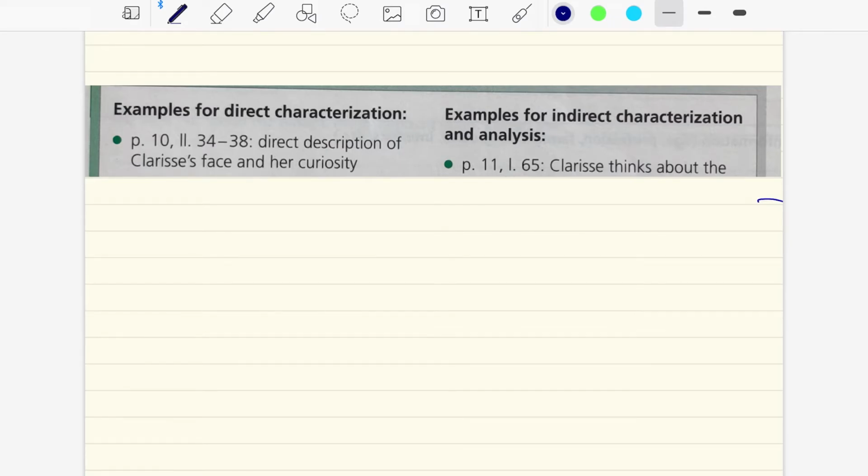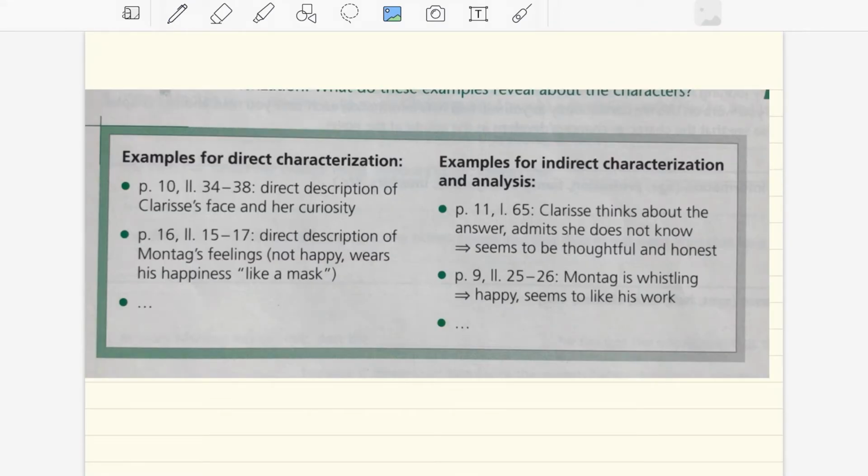Okay, here you can see some more ideas for your solutions. You have 2 examples for direct characterization, 2 examples for indirect characterization, and also the analysis is added. That means, what does this say about the character? If we're talking about indirect characterization, you always have to do some analysis, because from the way Clarice thinks about the answer and admits she does not know, you have to infer, you have to deduce to find out what that tells us about her. So this is the analysis part. You have to find that out for yourself.